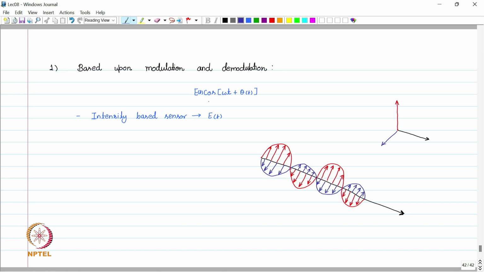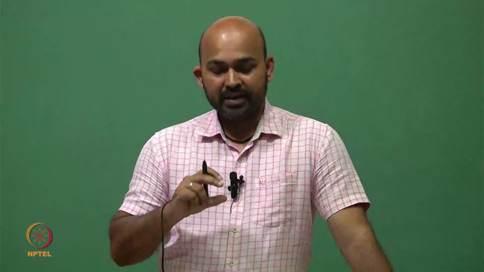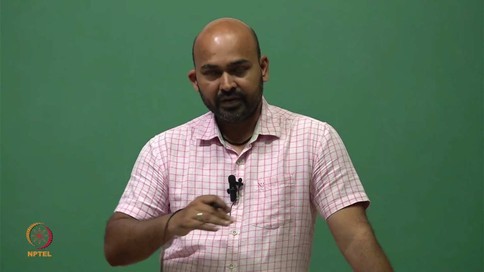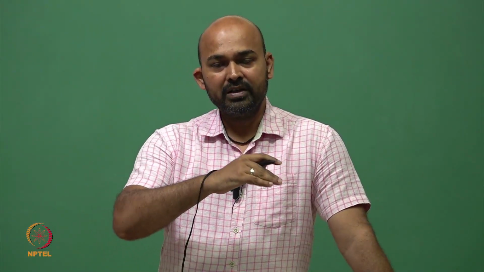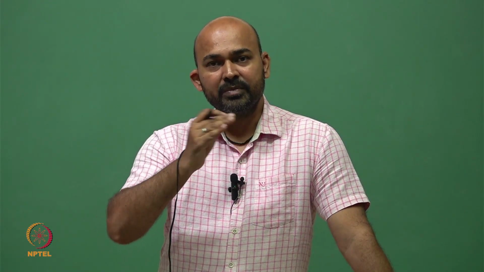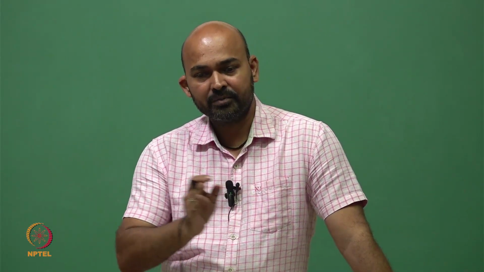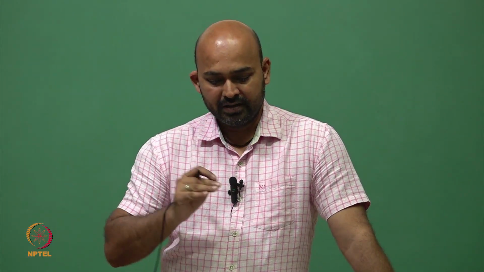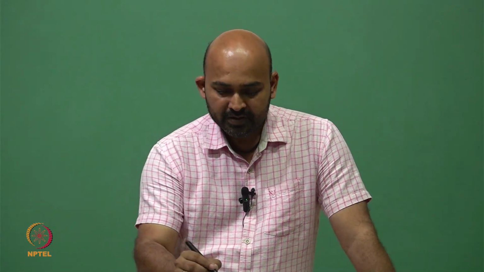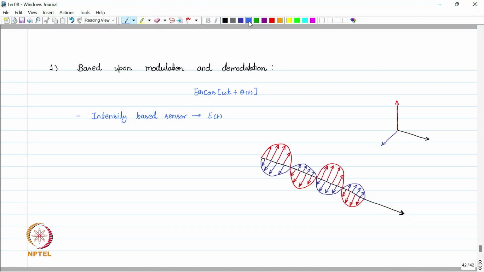So this wave has all these parameters. For example, it has the amplitude, it has a time varying cos factor. This electric field is changing based on the time. When the time progresses, it's just like a wave. So we can change any of these parameters. For example, an intensity based sensor uses the amplitude variation. We can choose another parameter, for example, a frequency based sensor.